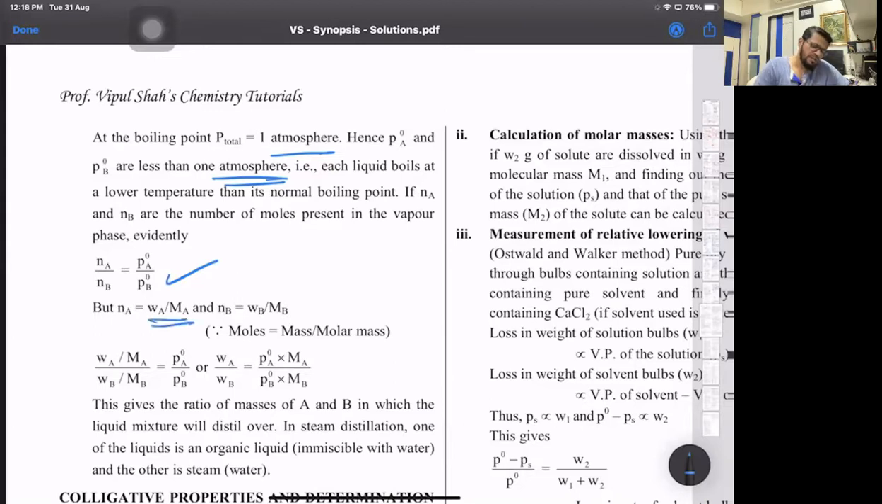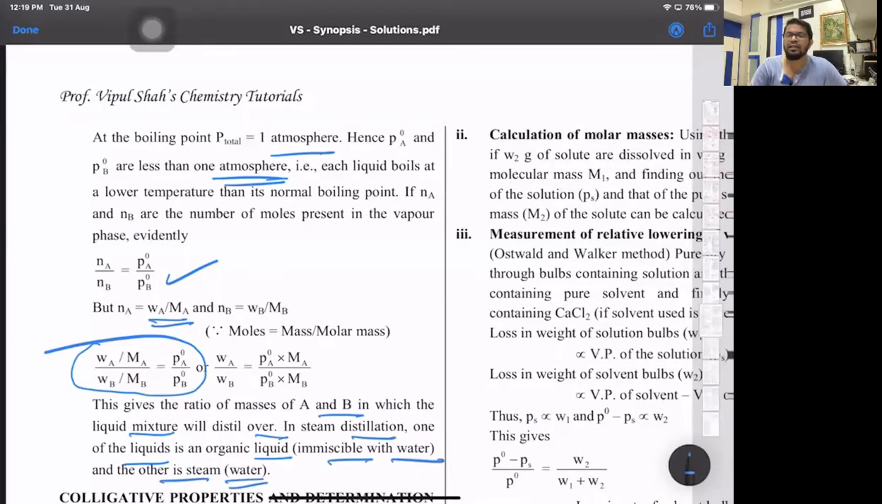Number of moles is given mass upon molar mass. So we can also have the formula in terms of Wa upon Ma is equal to P0A, upon Wb by Mb is equal to P0B. So hence we say, thus in the given ratio of the masses A and B, the liquid mixture will distill. In steam distillation, one of the liquids is an organic liquid immiscible in water and the other one is steam, like I said, aniline in water. Aniline is an organic compound, so it's immiscible in water. All right. And the other component has to be water over there. So that is one part.